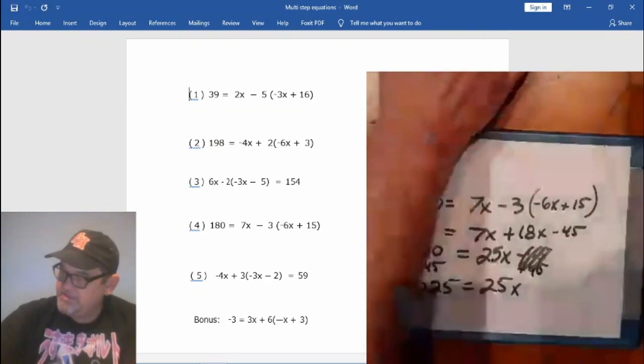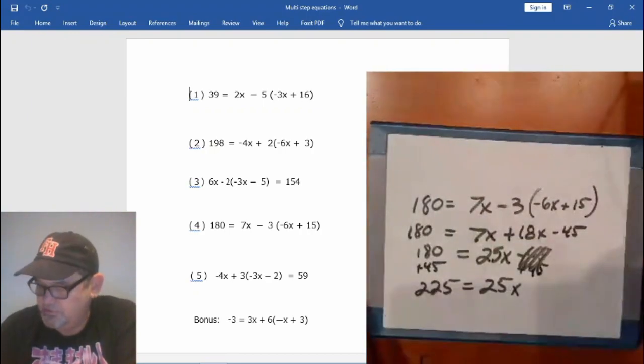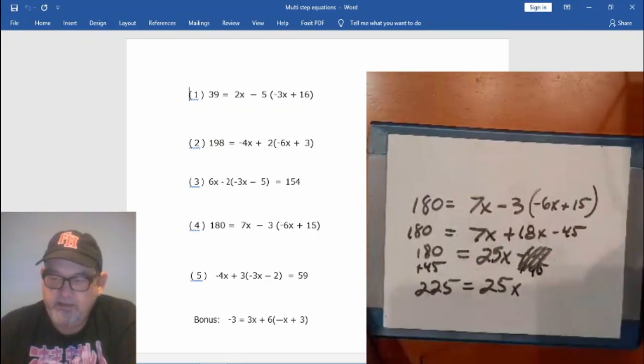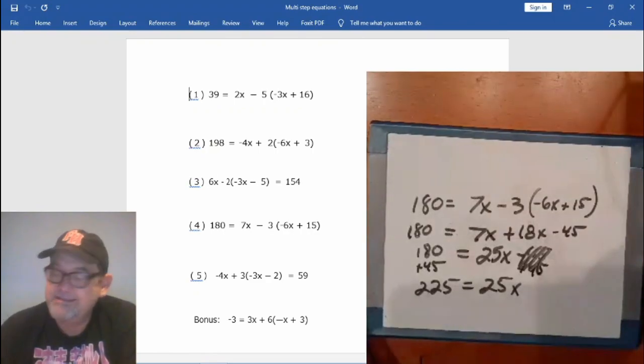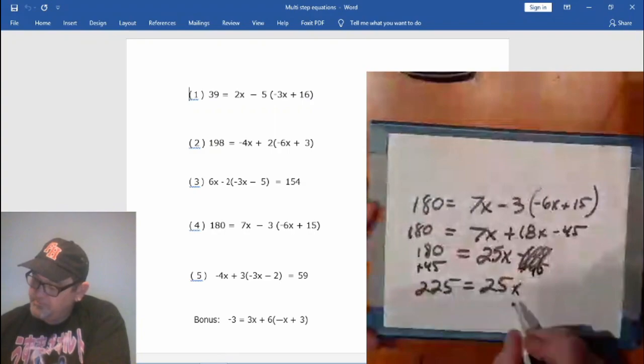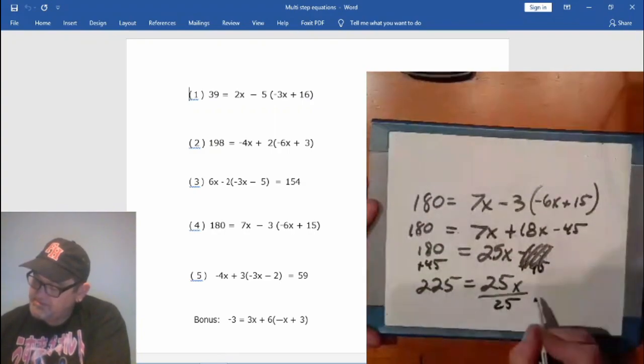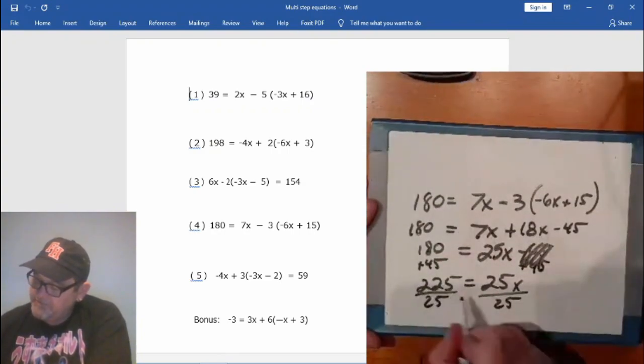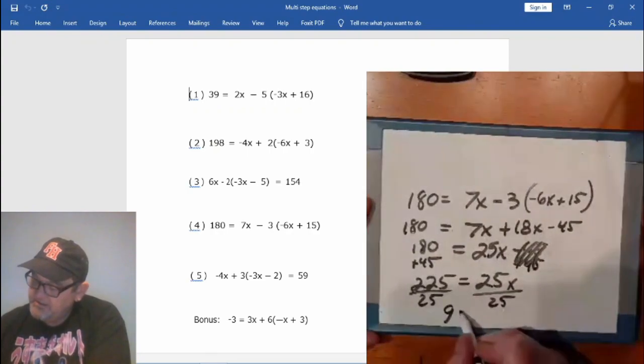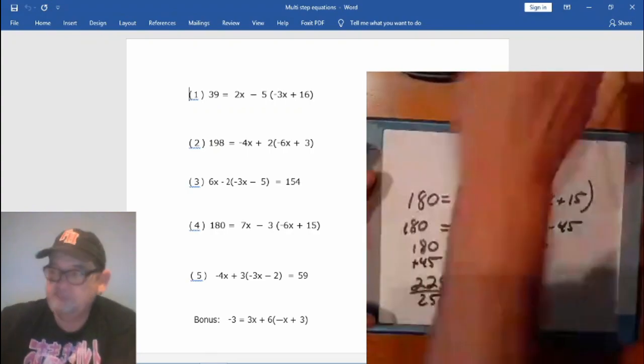And I believe that equals 225 divided by 25 is 9. So I end up divide by 25 to get x by itself. Divide this by 25, 9. X equals 9. All right.